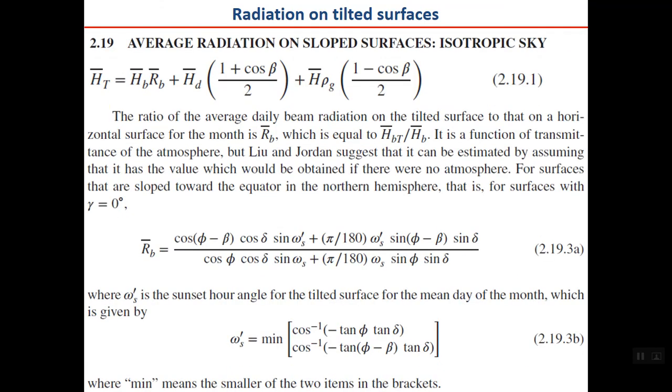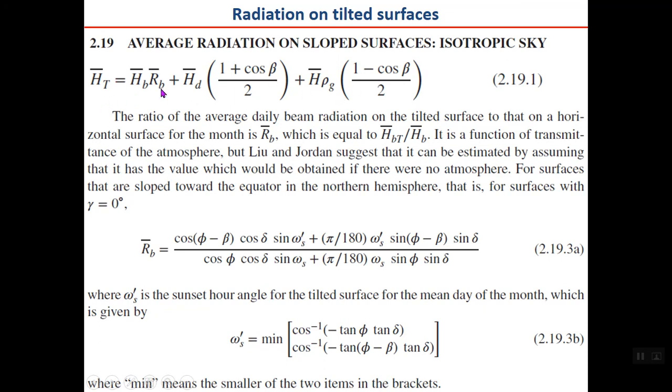Section 2.19 discusses average radiation on sloped surfaces by the isotropic sky model. What do we mean by average radiation? The formula given before, if you remember, was for the hourly solar radiation. It was I_T. And if you want to calculate the monthly average daily radiation on a tilted surface, then you can use equation 2.19.1. You can see that it is approximately the same.